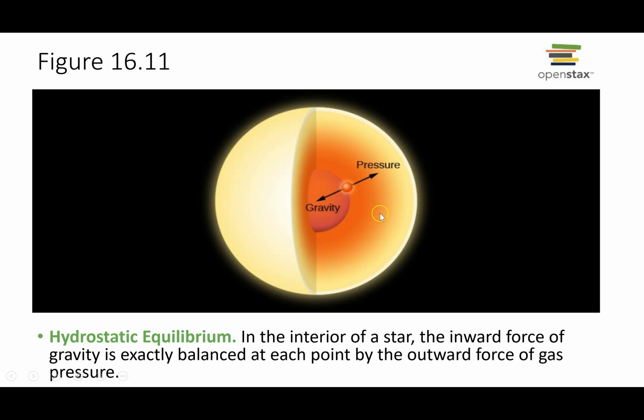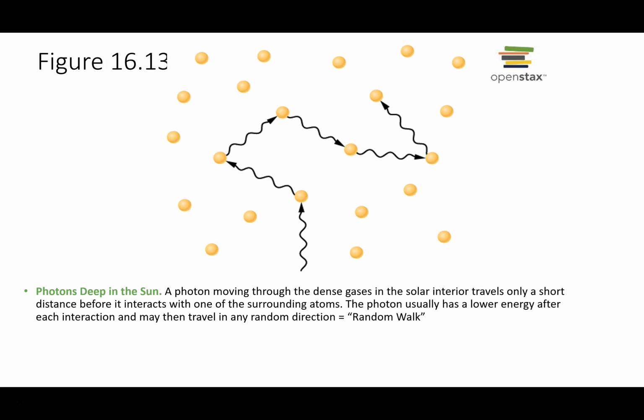Hydrostatic equilibrium. So our sun is at a kind of happy spot. It has gravity pulling in on it, but it has an outward pressure associated with the fusion that's happening in its core. So it's not shrinking, nor is it expanding. That's what hydrostatic equilibrium is. I have a couple of slides about this.